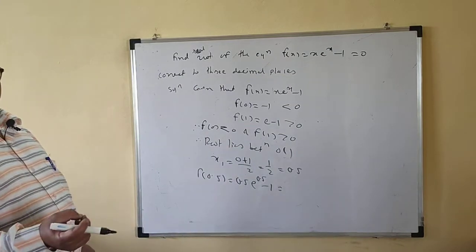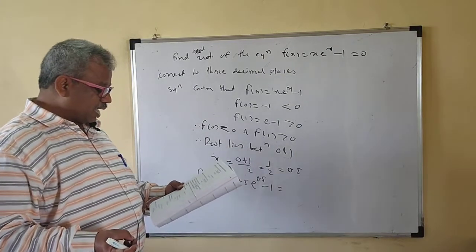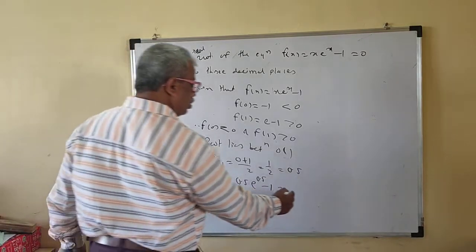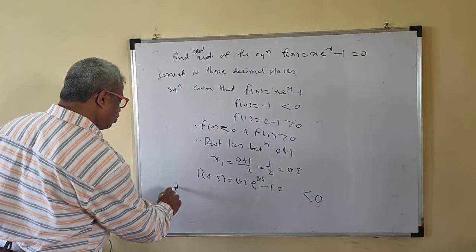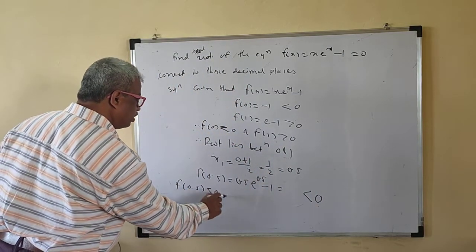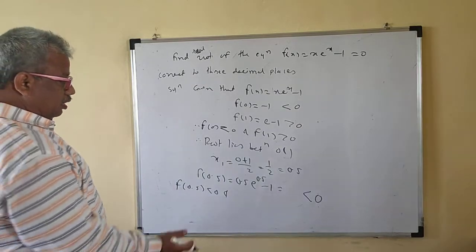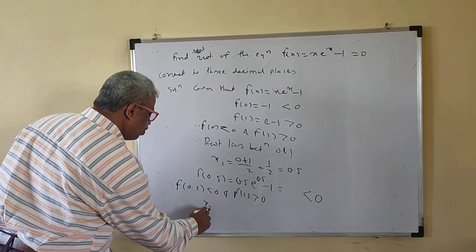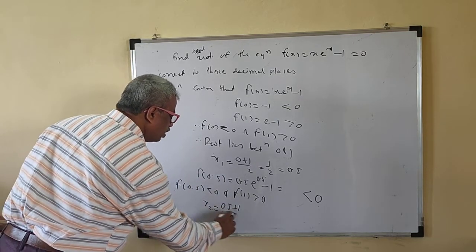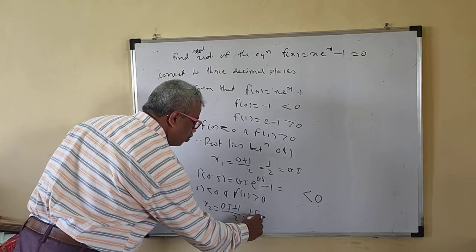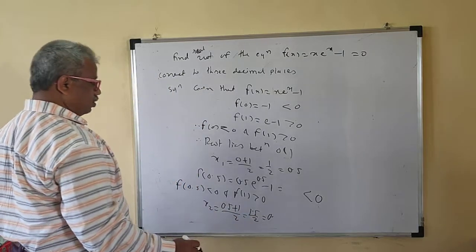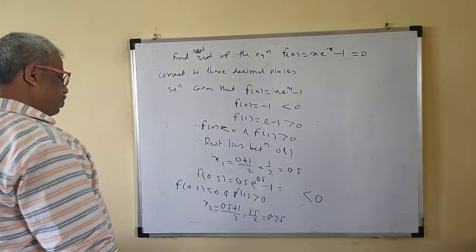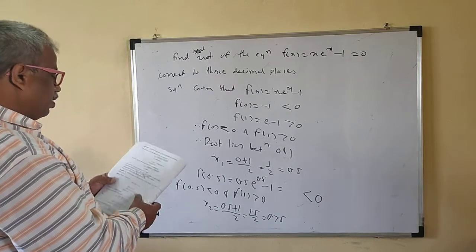Check that, and whatever this value is, according to me, this is negative. So that means f of 0.5 is less than 0, and check which was the positive. f of 1 was the positive. Next, now your x2 is 0.5 plus 1 upon 2, so 1.5 upon 2. So this is 0.75, you get 0.75.